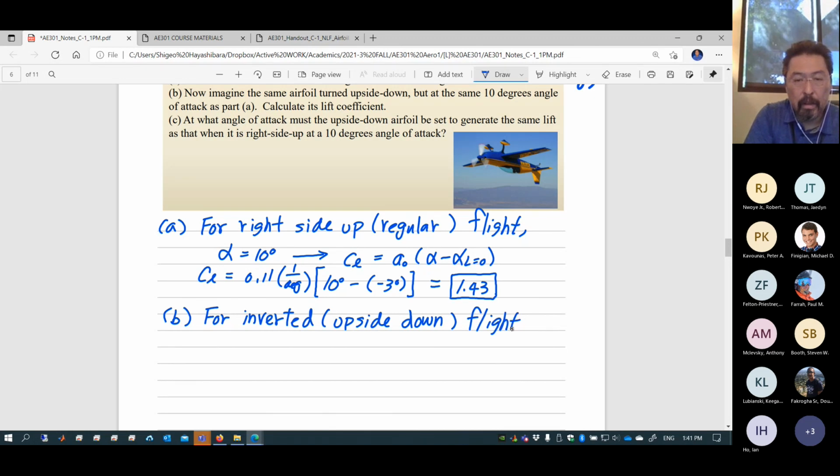Okay, so upside down flight, I'm still going to push down my nose. So that means you're upside down, pitch up. Okay, upside down, pitch up. Anyways, I'm going to try 10 degrees. So how much is the lift coefficient then?